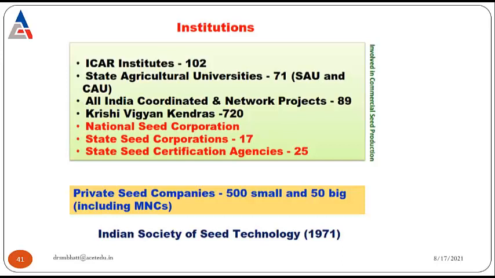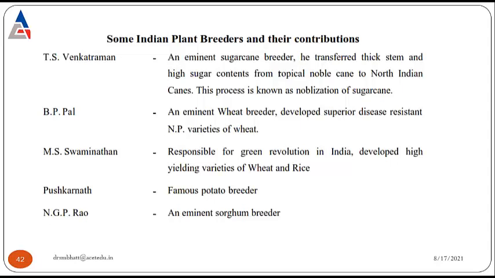And now I think more than 7,000 PC began. State 6%, 17 state 6%, 75 private 6 companies, 500 small and 40 big, including MNC. Indian Society of Seed Technology, 1971. And if you see, these are some important scientists, the plant breeders, and their contribution.